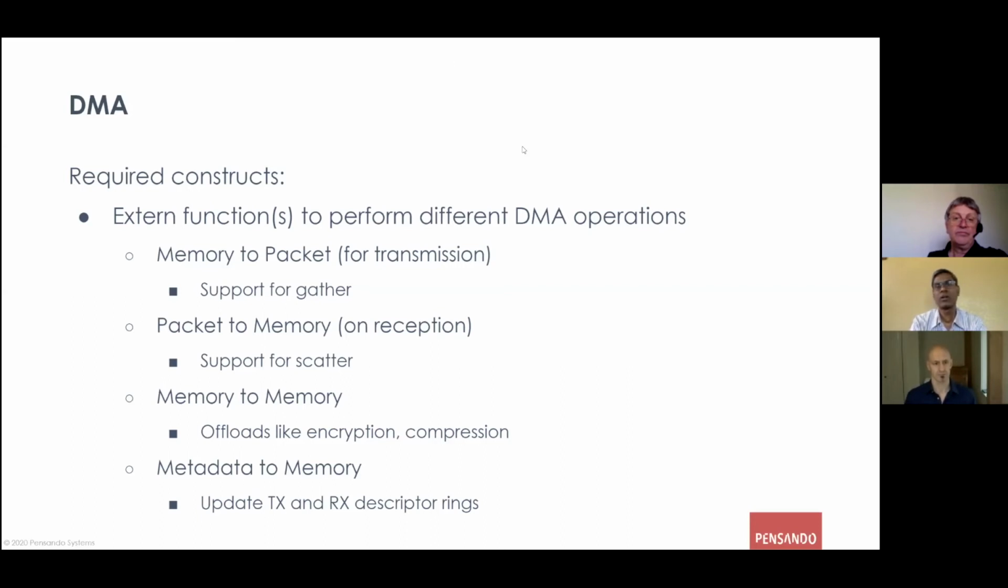In case of P4, we talk in terms of PHV, which is the metadata that is sent in the pipeline. Some metadata we may also want to write back to memory. Notice that this is not metadata that we're constructing into a packet and sending out on the network, but this is metadata that we want to DMA from the pipeline to the host. This is primarily to update the TX and the RX descriptor rings.